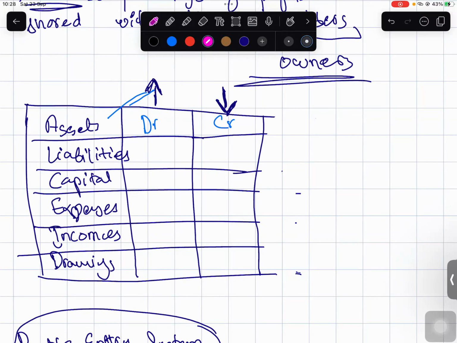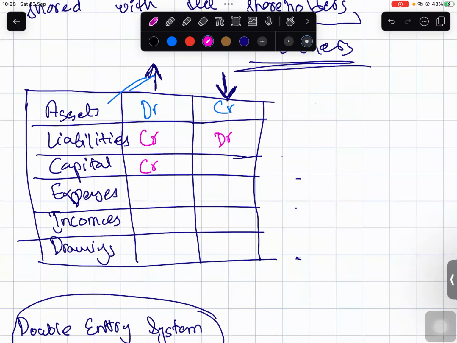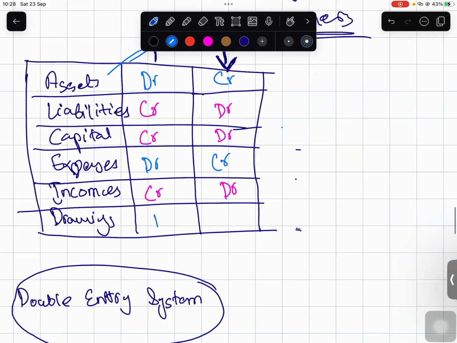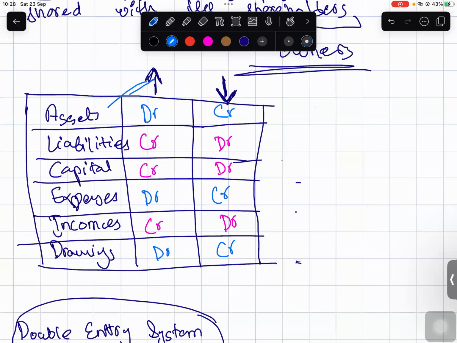For liabilities, it is the opposite. Whenever liabilities are increasing, we write them on the credit side. And when they are decreasing, we write them on the debit side. For capital, they follow the same rule as liabilities. For expenses, they follow the same rule as assets. For incomes, it's the same as liabilities and equity or capital. And for drawings, it's the same as assets and expenses. Right, so this is a very, very, very important chart.